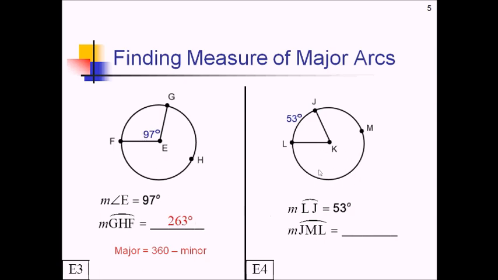All right, here's another problem, almost the same. Pause the video and see if you can figure out the measure of arc JML. You think you have it? So we already have a minor arc here of 53 degrees. 360 minus 53, that's going to give us 307 degrees for that major arc.